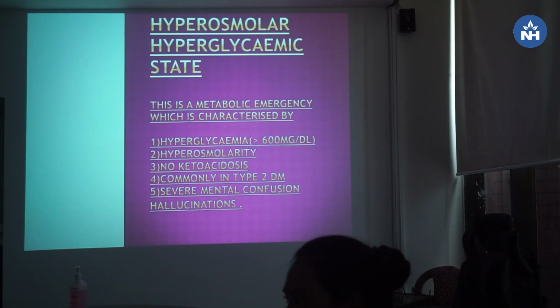So we are thinking towards a hyperosmolar hyperglycemic state, which is also a metabolic emergency and is characterized by the following criteria, which are hyperglycemia. It has to be more than 600 milligram per deciliter.